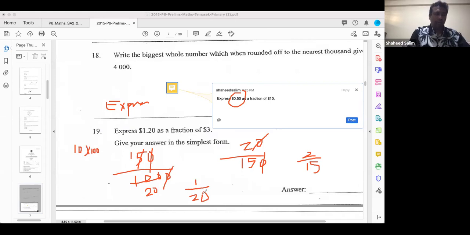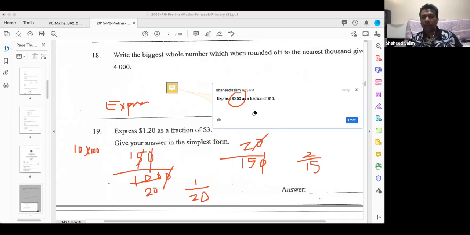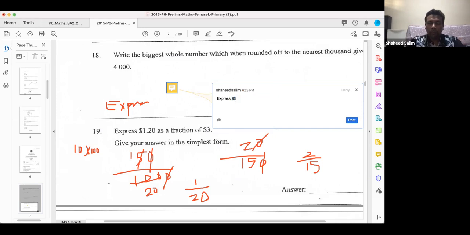I think I still need to give you one more question until both of you are able to do it. Otherwise, I'm just bluffing myself. We try the next one. Okay, here we go. Express $1.80 as a fraction.